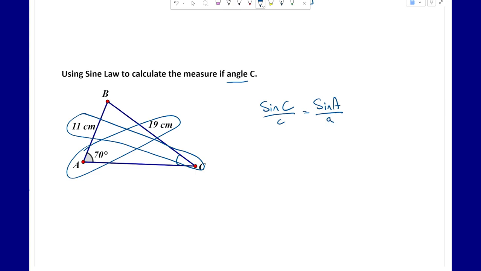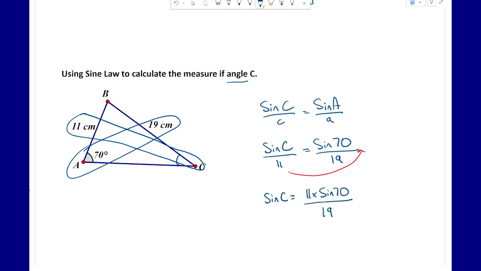I can plug in my information. I don't know my angle for C, so I'm going to leave it as C. But I do know little c is 11, or side length C is 11. Angle A is 70, so sine 70. Side A is 19. And now I've plugged in my information. Very similar to the last one, the missing piece is on top. So I'm going to have to bring up the 11 to the other side and multiply. So 11 times sine 70 divided by 19.